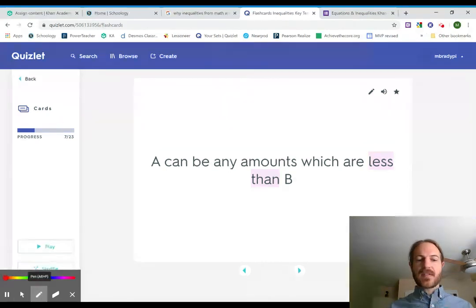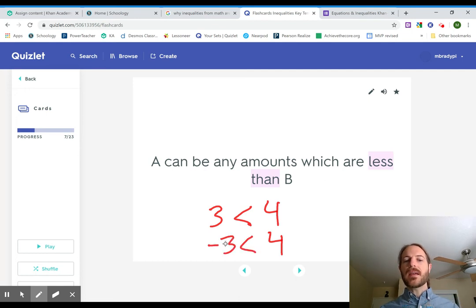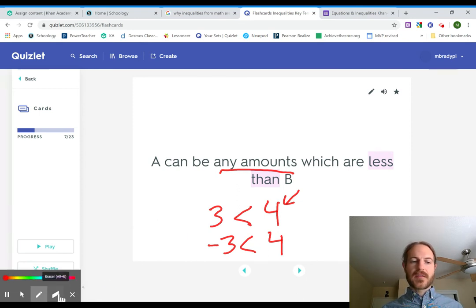So if I was to give an example of that, you could have 3 is less than 4. What else is less than 4? Well, you could have negative 3 or any amount. So the key here is it can be any amount that's less than 4. So that's how that works.